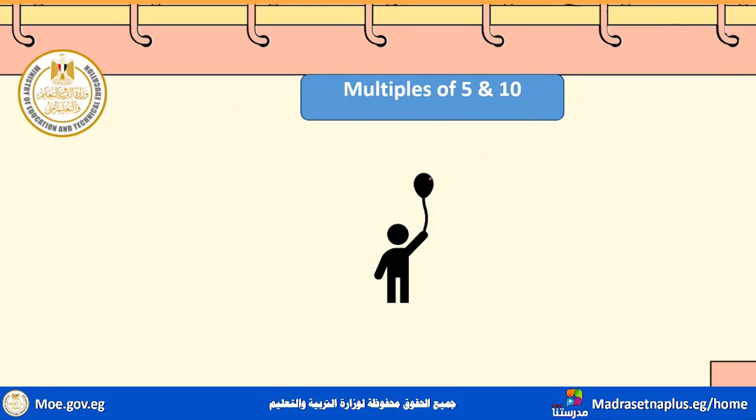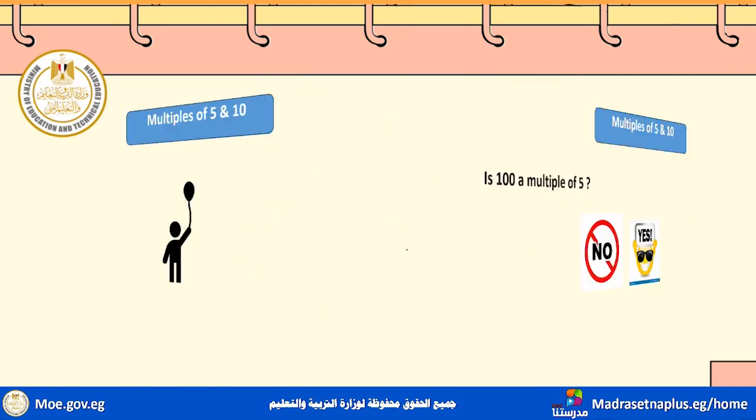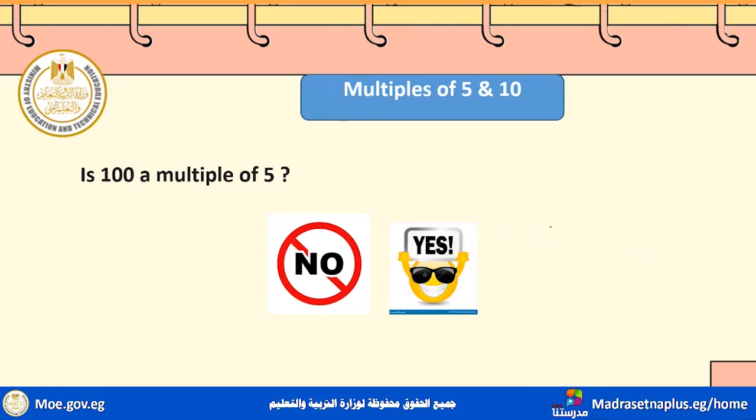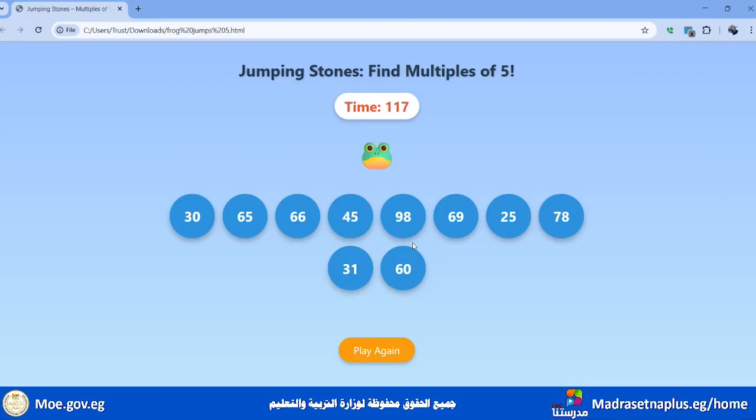Now let's play a game for multiples of 5. Are you ready? Let's go. Is 100 a multiple of 5? Yes, 100 is a multiple of 5. Let's get later the rule for how to get a multiple of 5. This is Jumping Stones by Frog. Find the multiples of 5. Don't forget you have time to get the highest score.